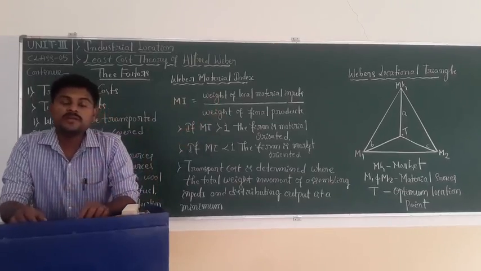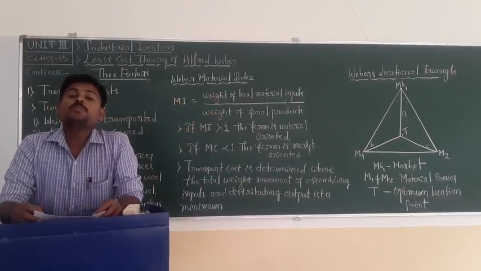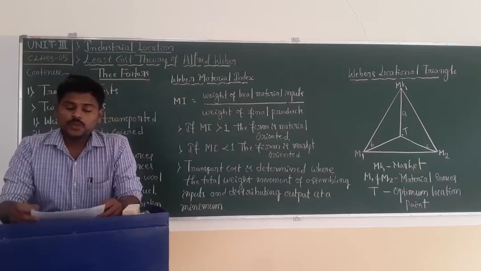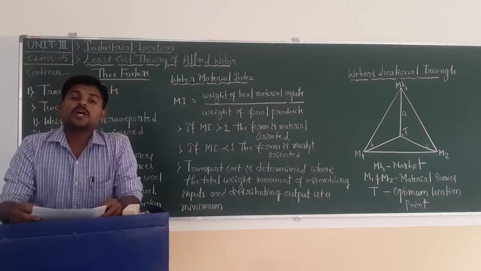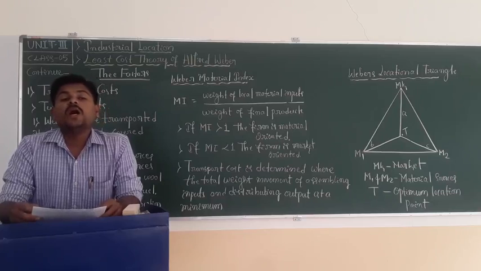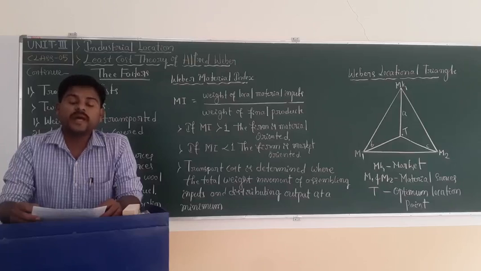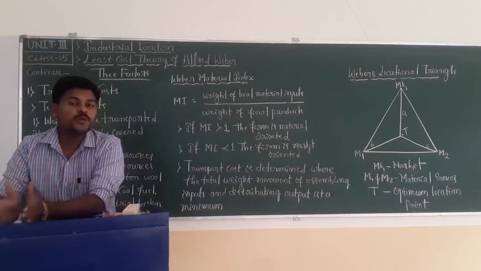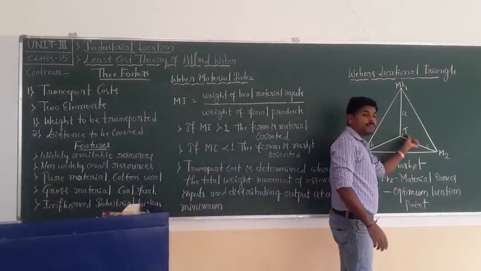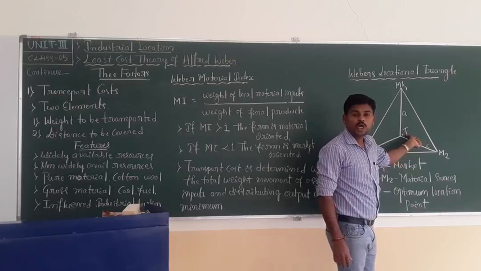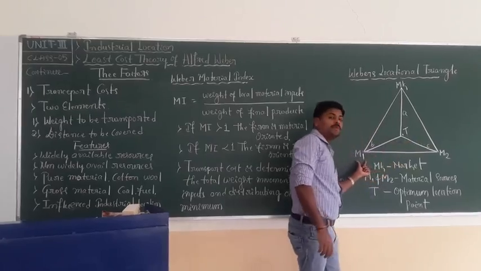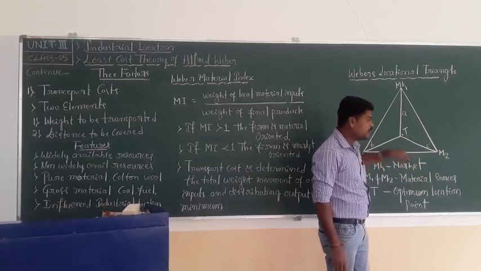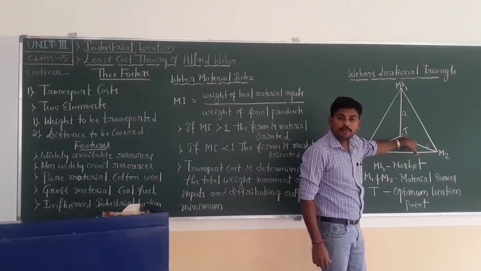See, in the triangle, MK is the market and M1 and M2 are material sources, like pure material and gross material sources. The middle point T is the least transport cost point. The least transport cost point is what we call the optimum industrial location point also. T is the balance between M1 and M2, between gross materials and pure materials. See here, T is the optimum least cost point according to Alfred Weber.